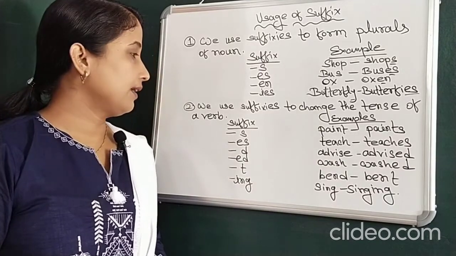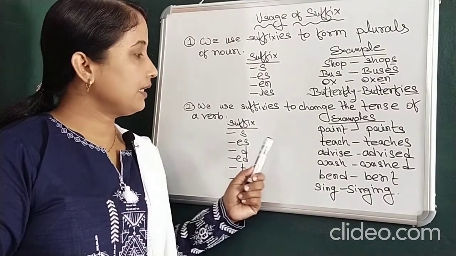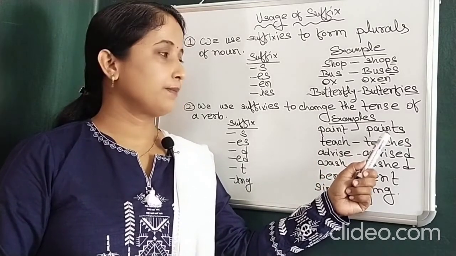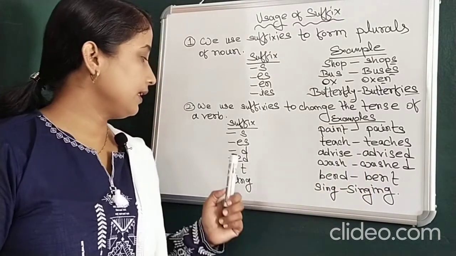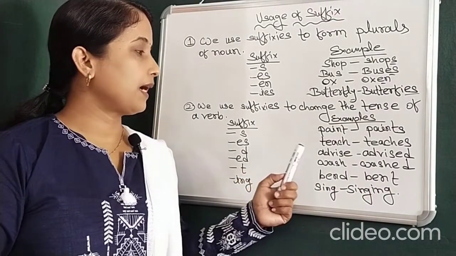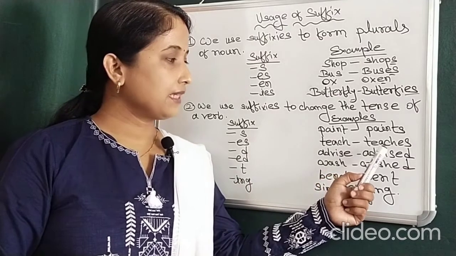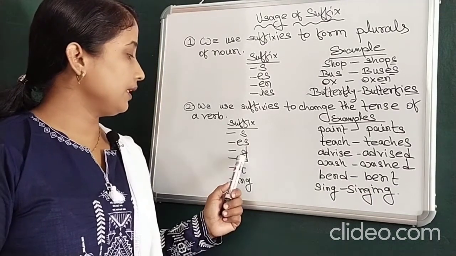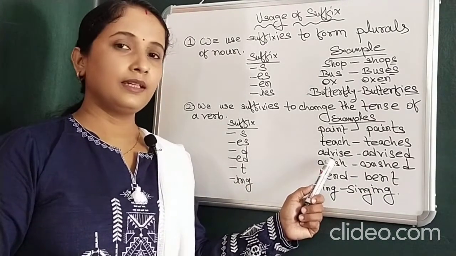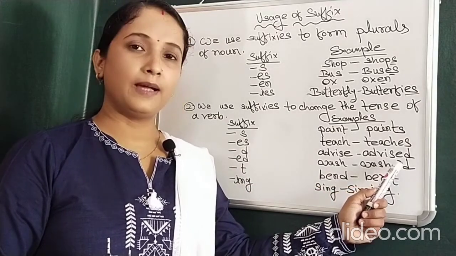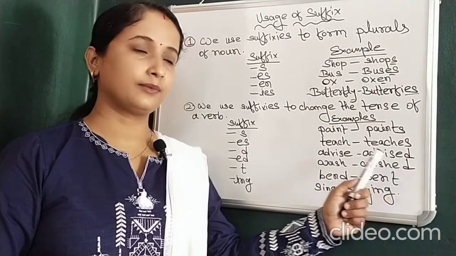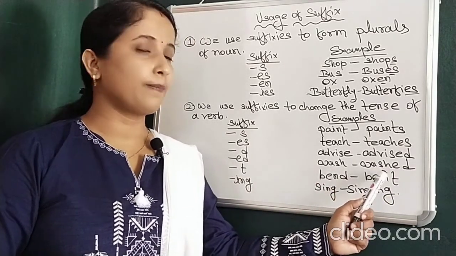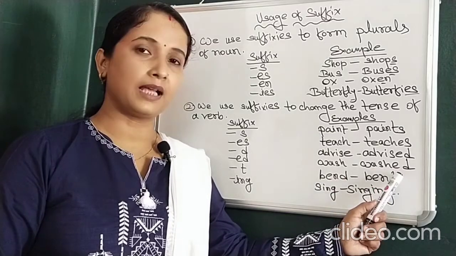Here the suffix s added to the verb paint changes it to present tense. Paints is in present tense. The suffix es added to the verb teach changes it to present tense. Teaches is in present tense. The suffix d added to the verb advise changes it to past tense. Advised is in past tense. The suffix ed added to the verb wash changes it to past tense. Washed is in past tense.